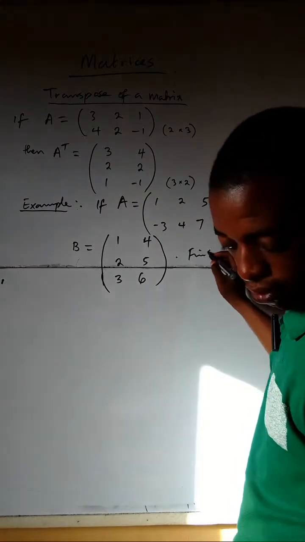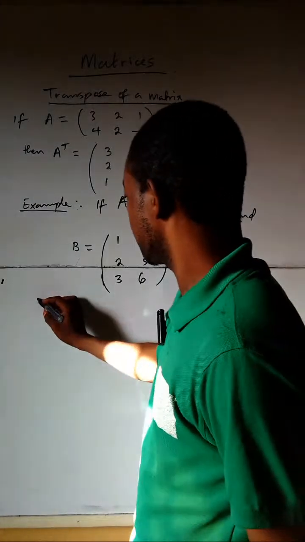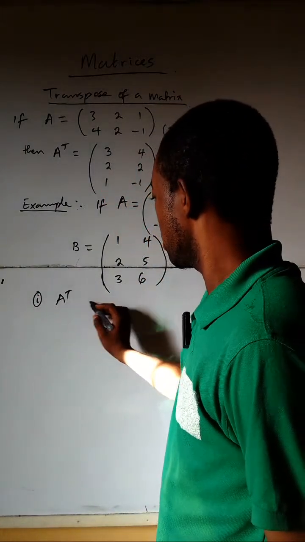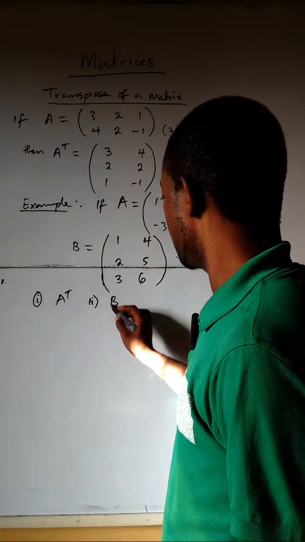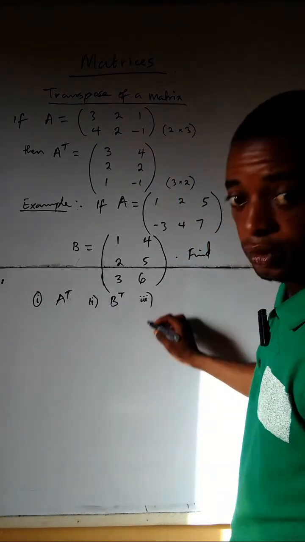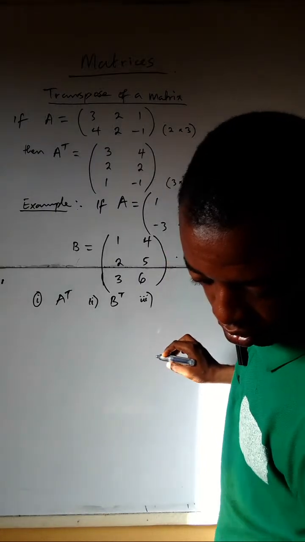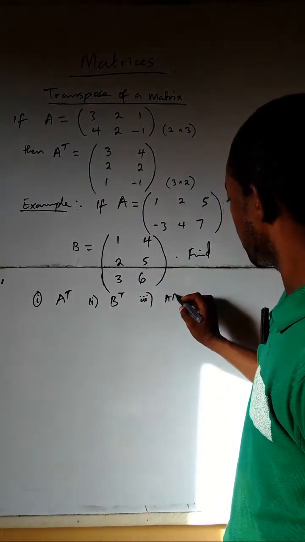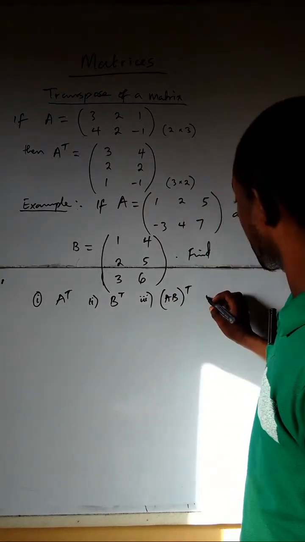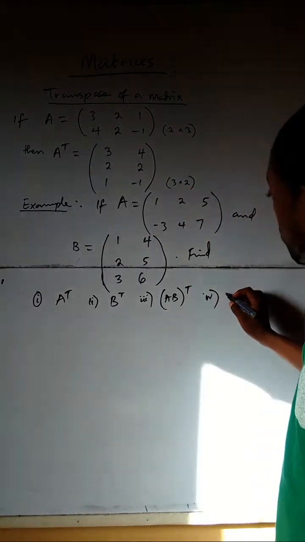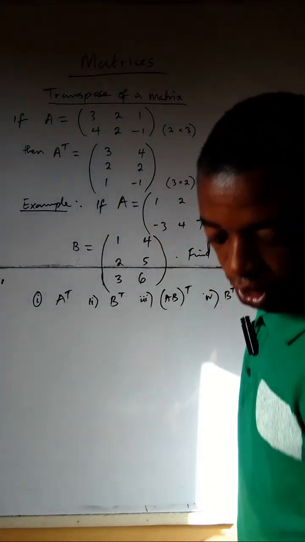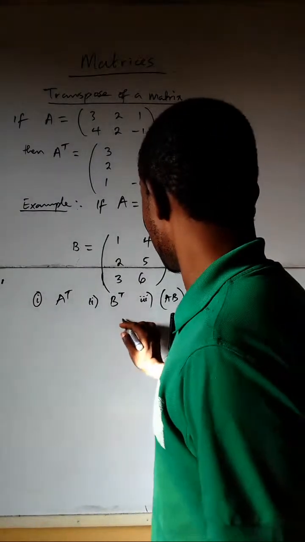the following: 1, A transpose, 2, B transpose, then 3, A times B, then transpose, then 4, B transpose times A transpose. So here, let's look at the solution from what we have.